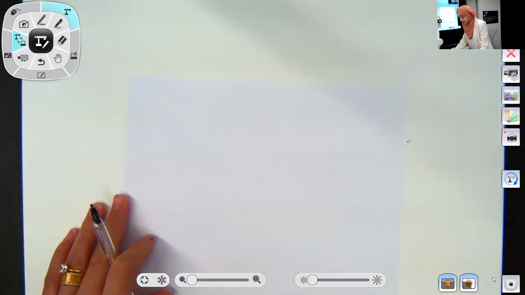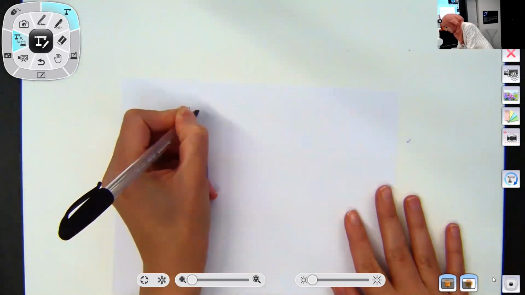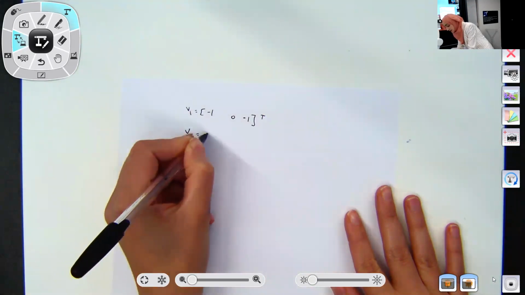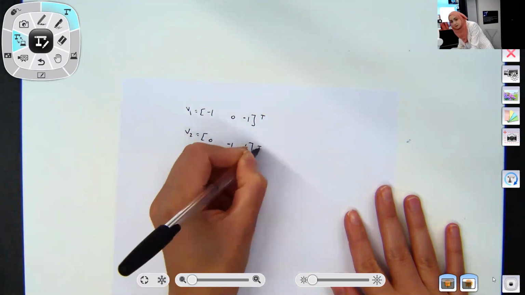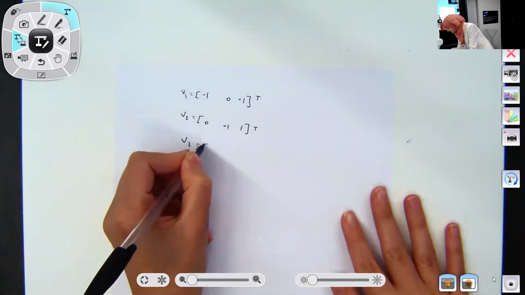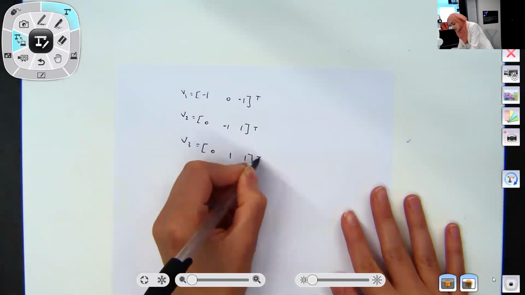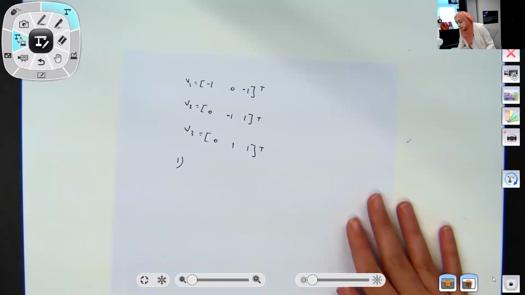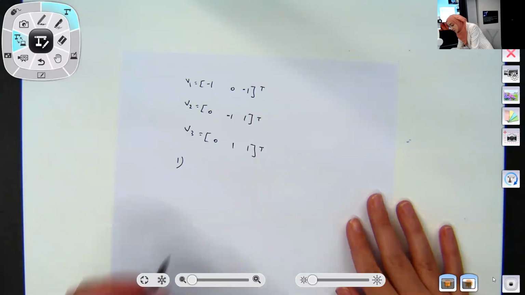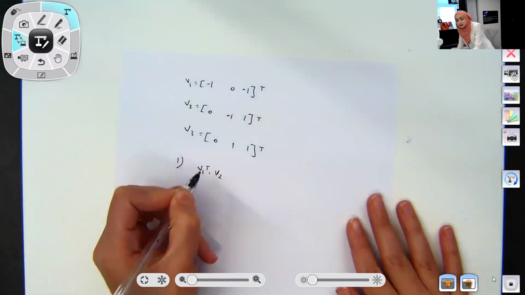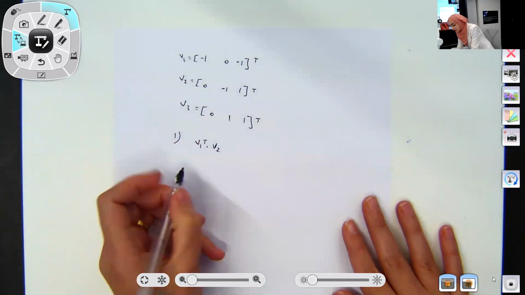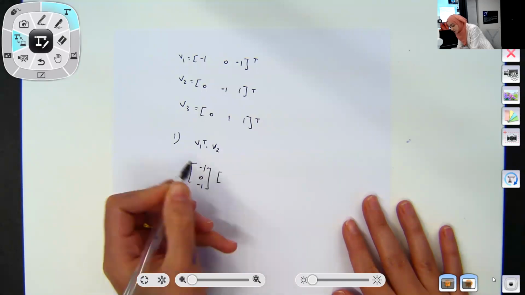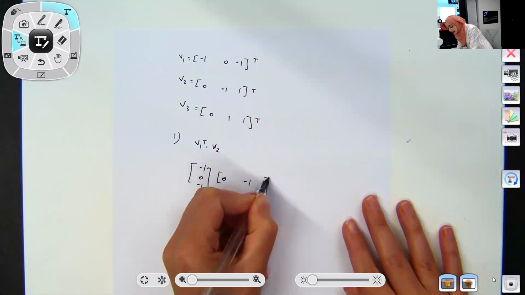We have 3 different vectors. We have v1 equal (-1, 0, -1) transpose, v2 equal (0, -1, 1) transpose, and v3 equal (0, 1, 1) transpose. Number 1, to show if they are orthogonal, let's try to find an inner product between v1 transpose times v2. v1 transpose equals (-1, 0, -1), multiplied with v2, which equals (0, -1, 1).